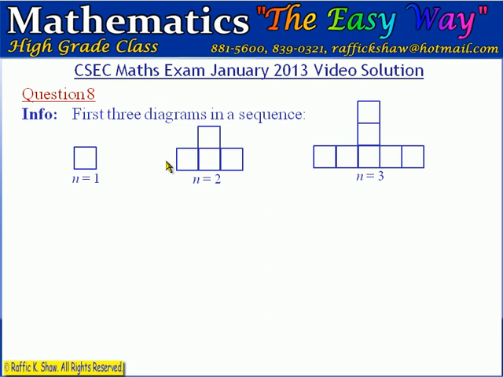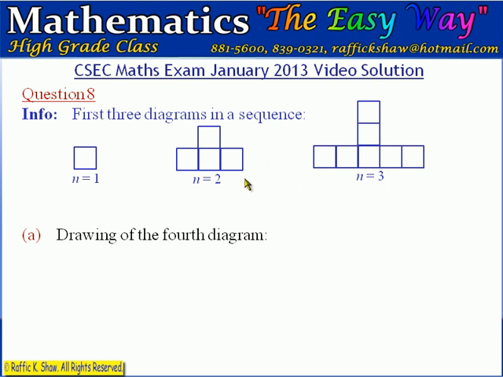We're now at question 8, CSEC Math Exam January 2013 video solution. Question 8 gives us the first 3 diagrams in a pattern. When n equals 1, we have 1 square. When n equals 2, we have 2 squares up the middle and 1 on each side. And when n equals 3, we have 3 squares up the middle and 2 on each side. The first part wants us to draw the fourth diagram.